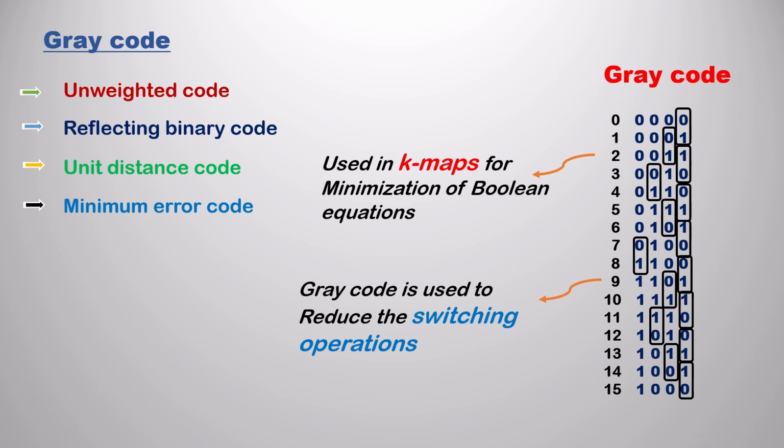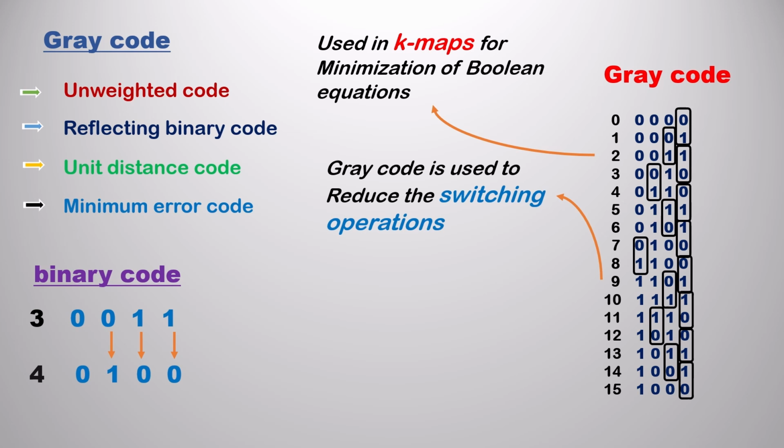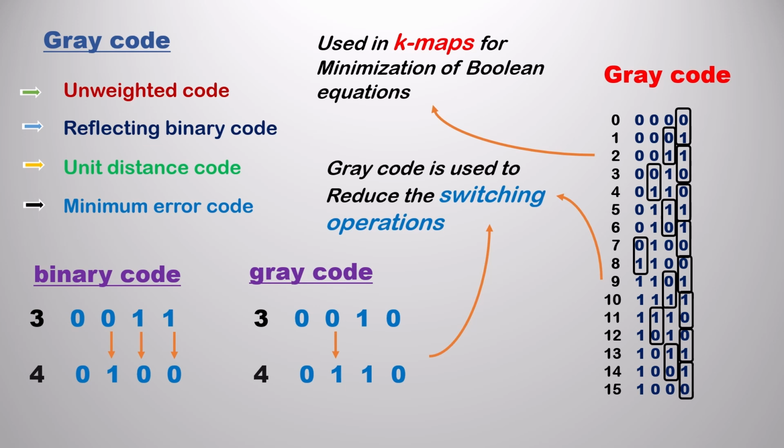If you observe gray code, we are going to switch only 1 bit, that is the last bit, the first bit 0 to 1. So it is less switching compared to normal binary code. That is known as switching operations being reduced. You can also clearly observe this in a small example, from 3 to 4 in binary code and 3 to 4 in gray code as well.